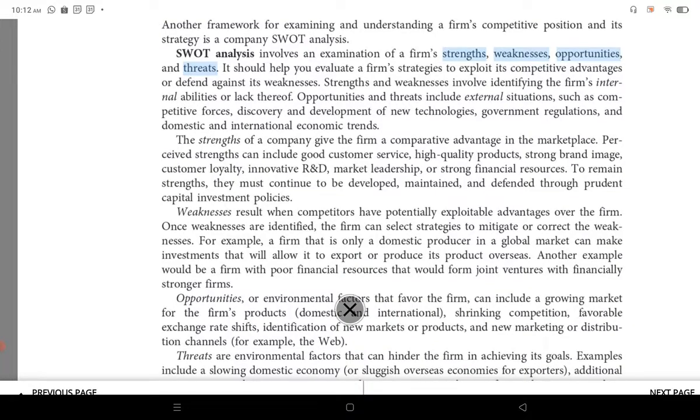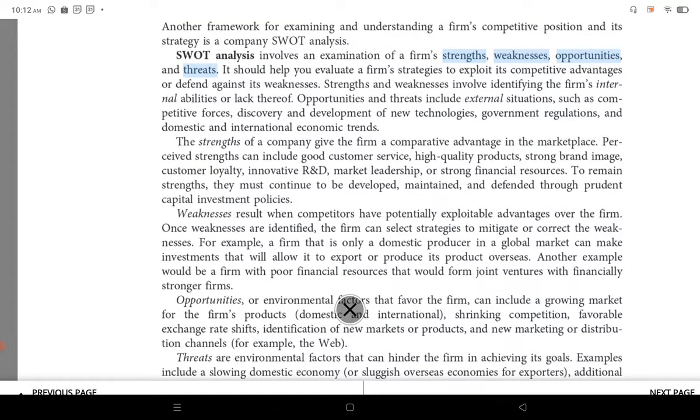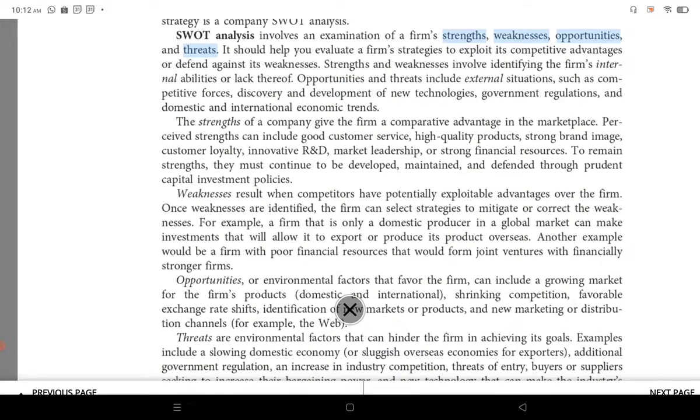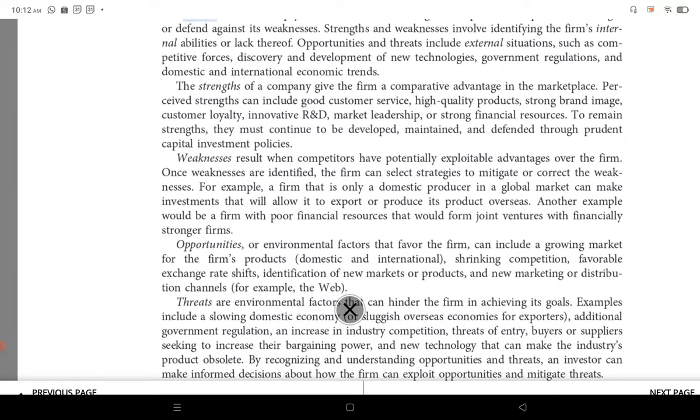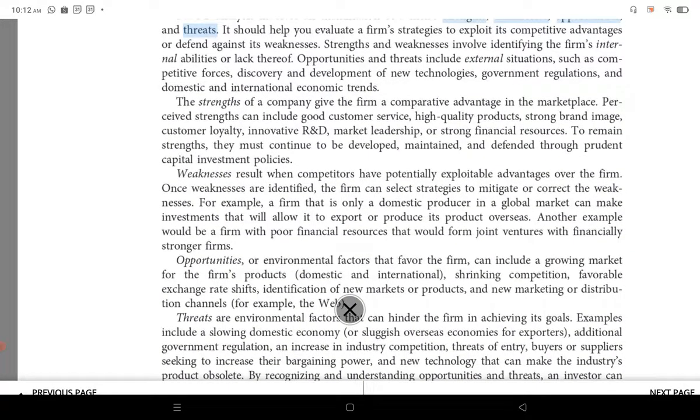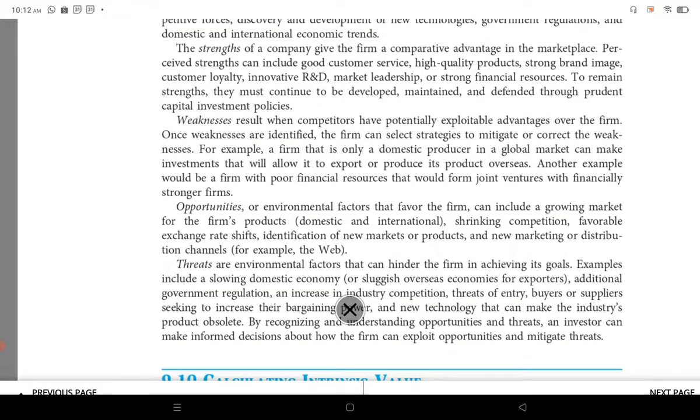So the SWOT analysis involves an examination of a firm's strengths, weaknesses, opportunities and also threats. So they have to identify their strengths, their weaknesses, their opportunities and also threats. Threats are the risks and dangers that can endanger the company, right. So this SWOT analysis should be done if you want to do the company analysis; you have to highlight the SWOT analysis section as well, right.